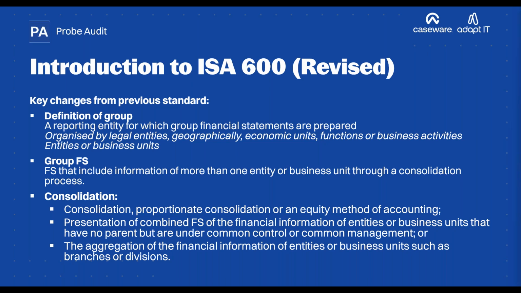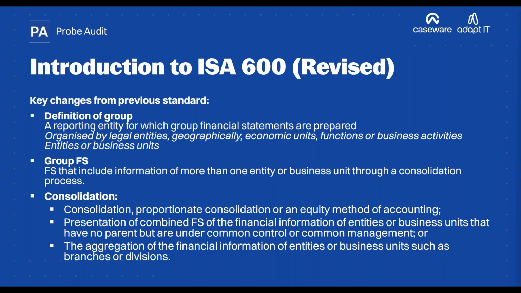So all of these things, legal entities, geographical, economic units, etc., are then basically summarized in the term, if you want to say, entities or business units. So if you see us referring to entities or business units, or you see the standard refers to entities or business units, that is everything that's included in there. Then to say that this is a group that comprises entities or business units. Then the group financial statements are the financial statements that include information of more than one entity or business unit, and that is then compiled through a consolidation process.